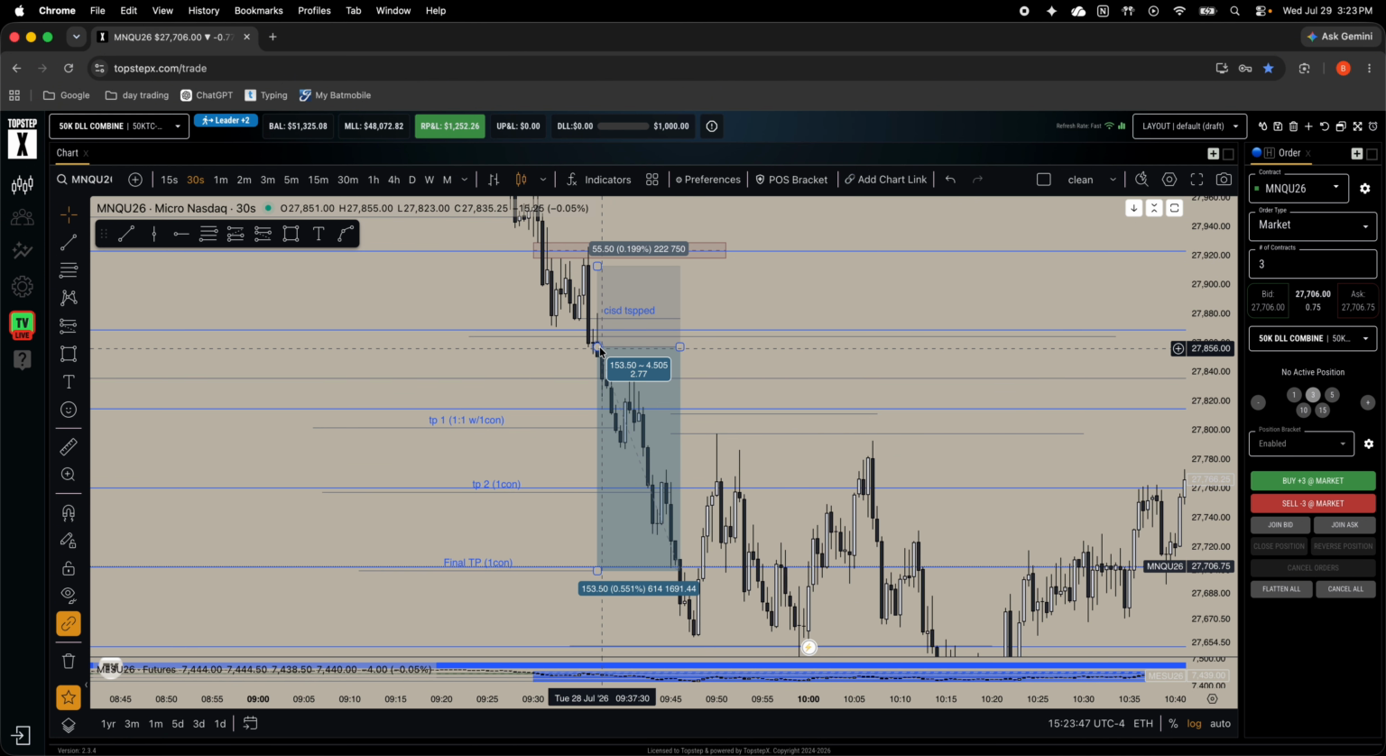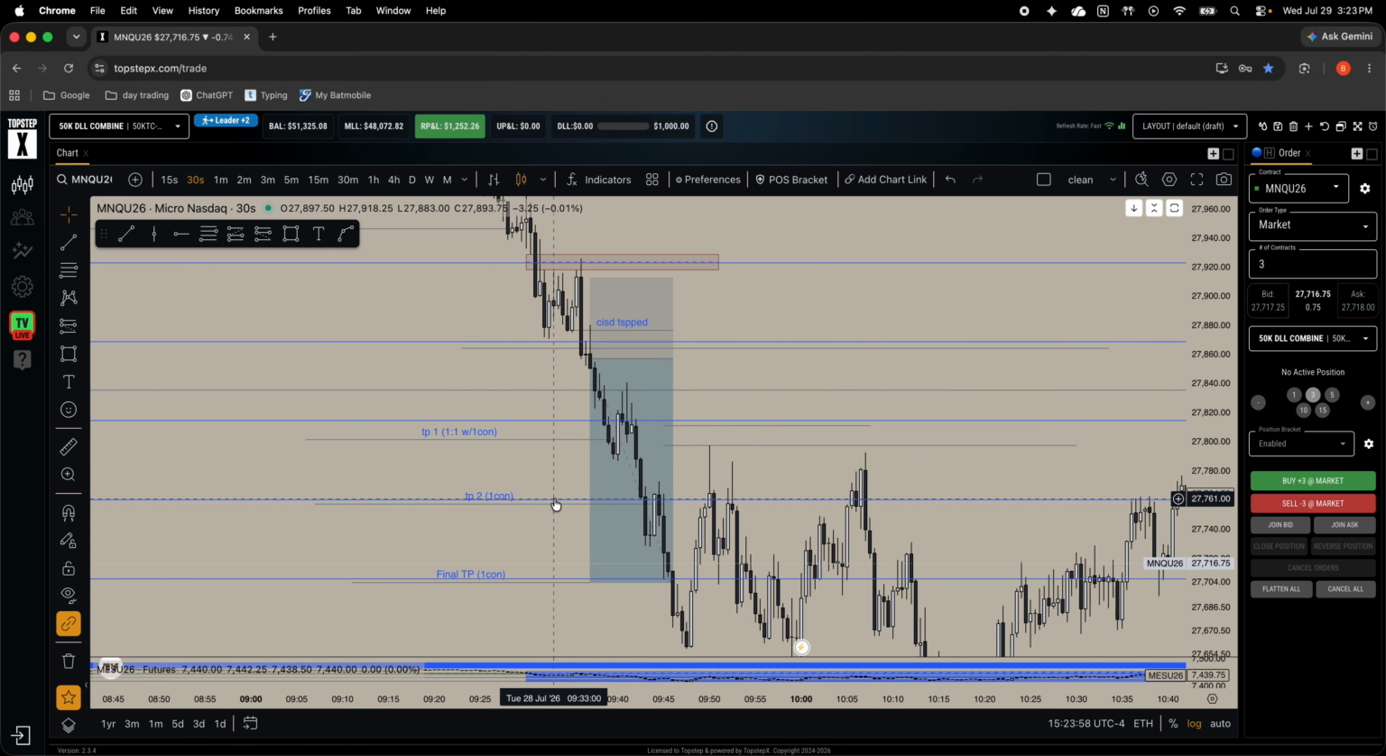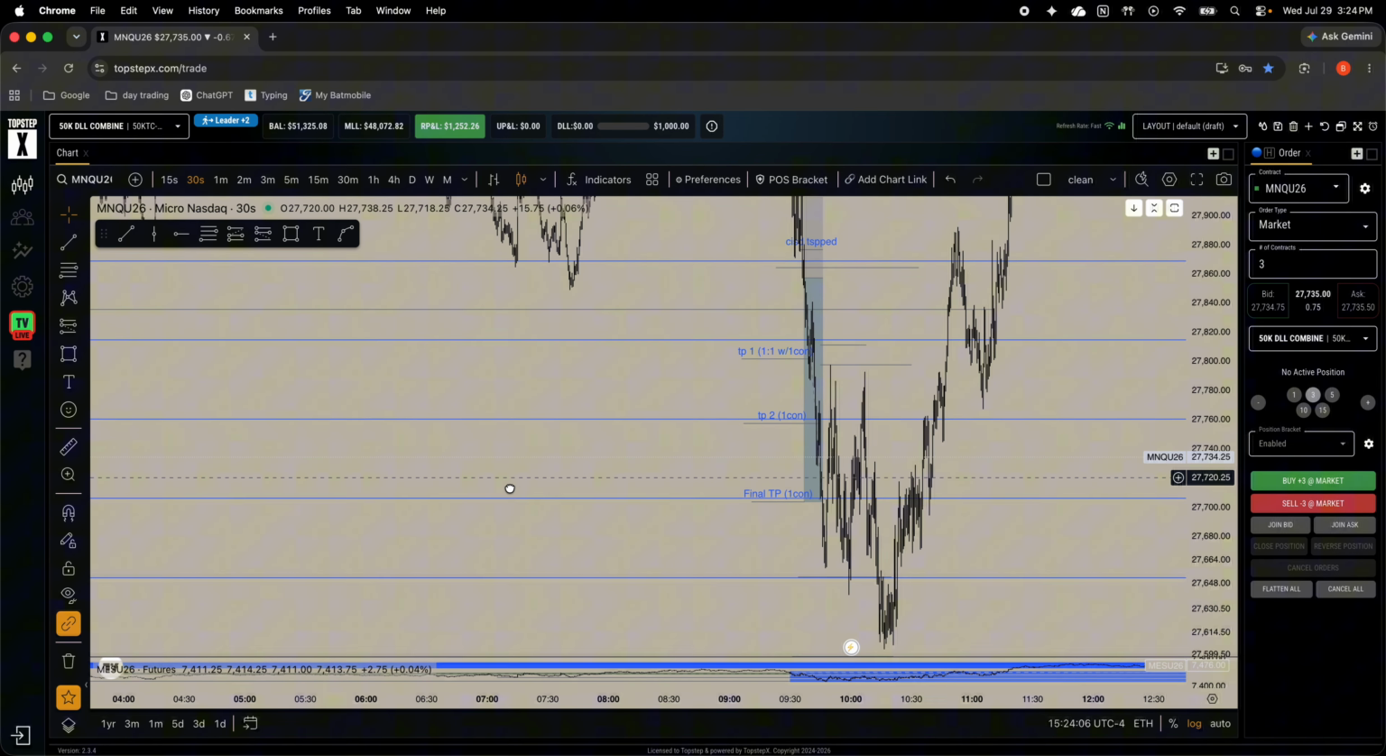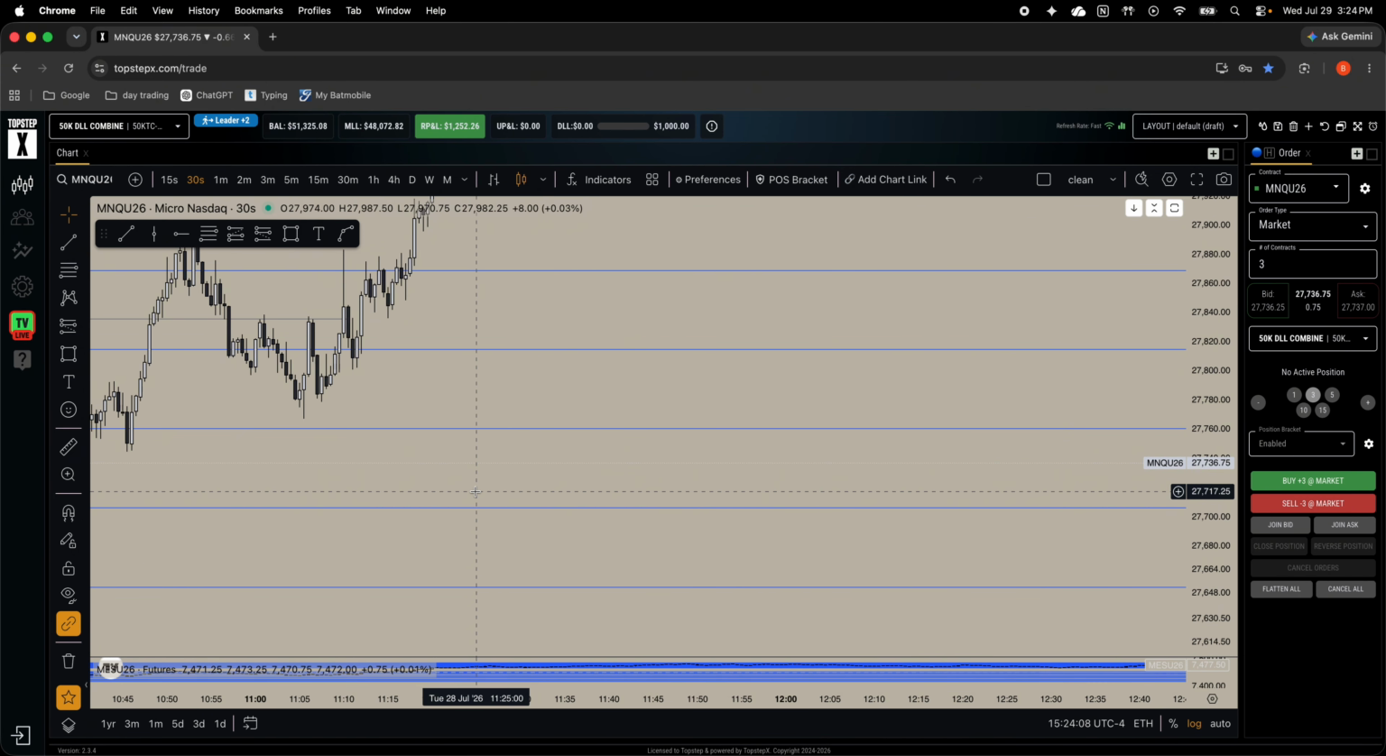Went in with 3 contracts. TP'd my first one, this 1-to-1. My second one at this octant, which is actually consequent encroachment. And then my final TP was, I'm sorry, my final TP was the CE.